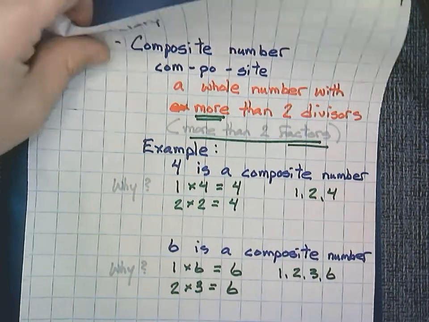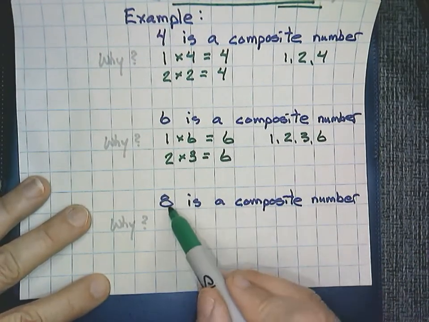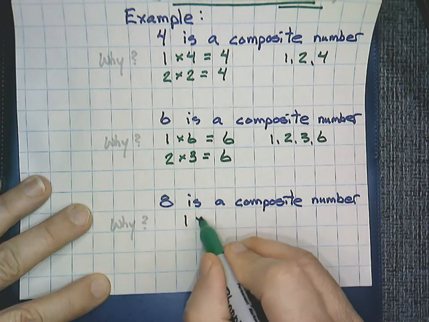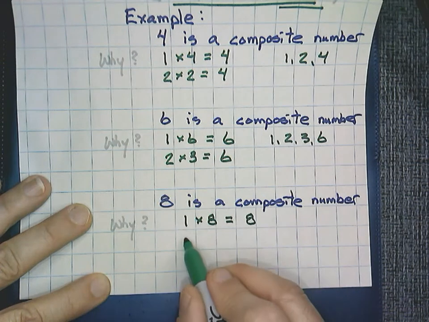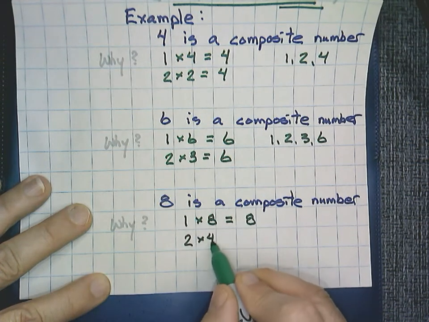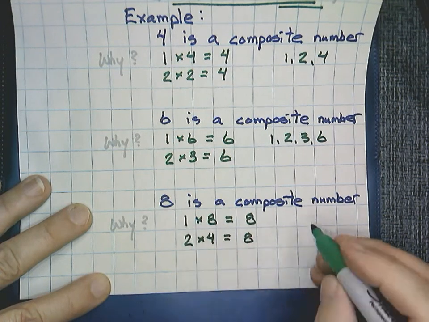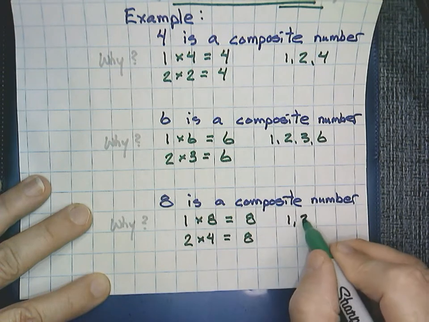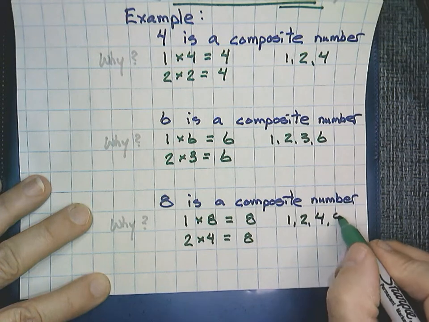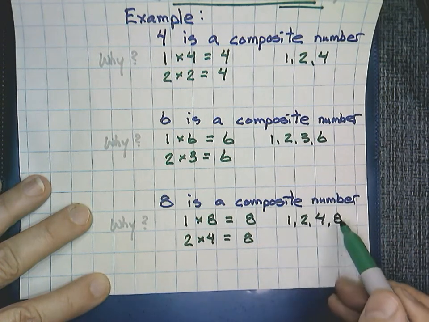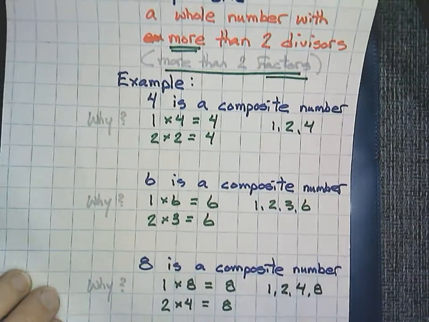Same thing with 8. 8 is a composite number. That's a fact. Why? Well, 1 times 8 equals 8, but so does 2 times 4. If I were to list my factors, 1, 2, 4, 8, I have 1, 2, 3, 4 factors, and we said that a composite number must have more than 2 factors.